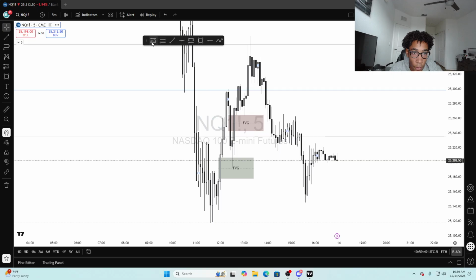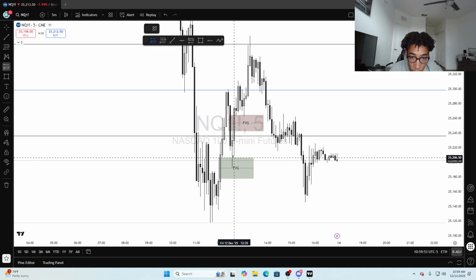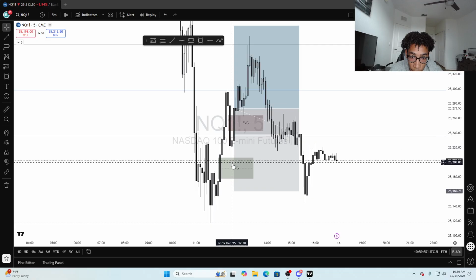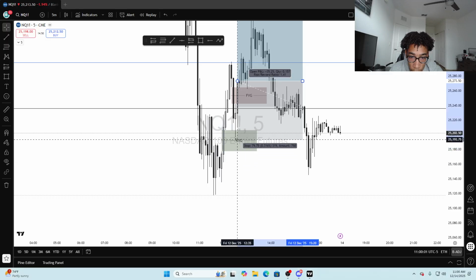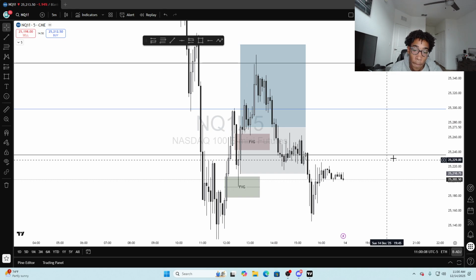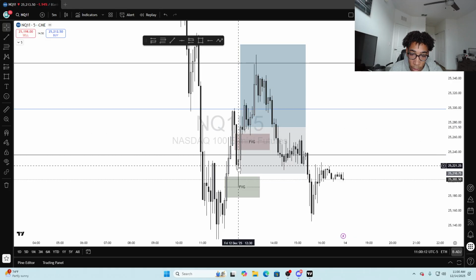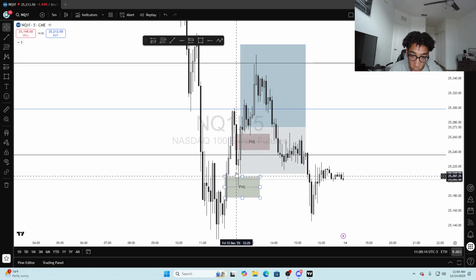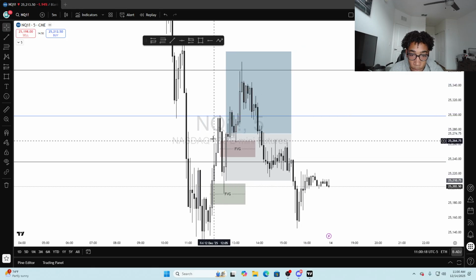All right, so whenever we have a rejection block, and then we tap into that rejection block and head higher and inverse the gap, this tap into this rejection block mitigated a PD array. Put your stop loss at the swing low right here. If the swing low of the entire price leg is a rejection block, we tap into it, that next candle's low, you can put your stop loss there for better RR, okay?